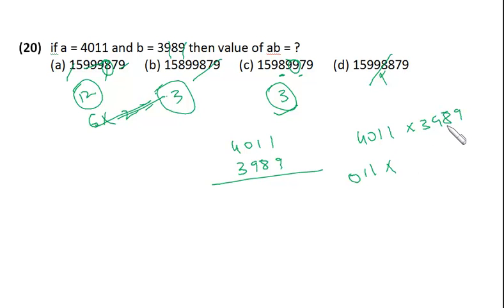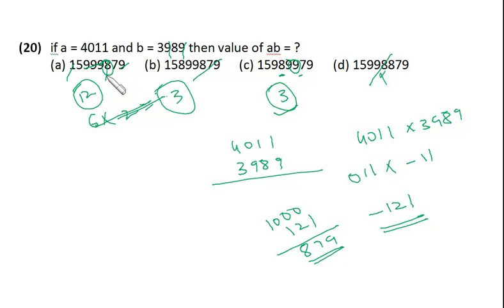3989 divided by 1000, the remainder is minus 11, right? It is just minus 11. So finally it is minus 121. So if this expression is divided by 1000, the remainder is minus 121. Precisely the remainder is 1000 minus 121. Whenever you have a negative remainder, just deduct it from the divisor. So the last three digits must be 879. So this is the correct answer.